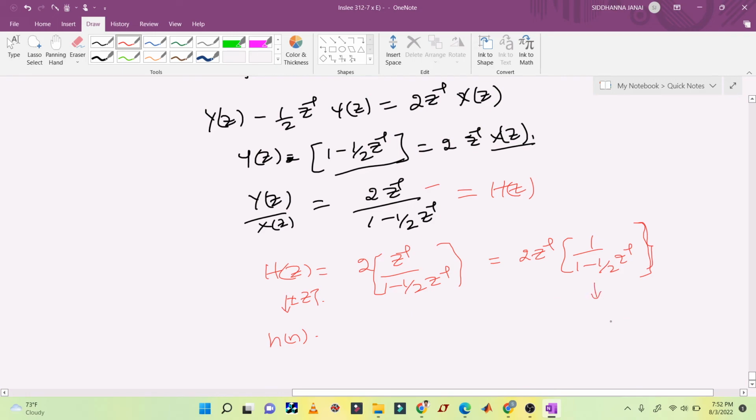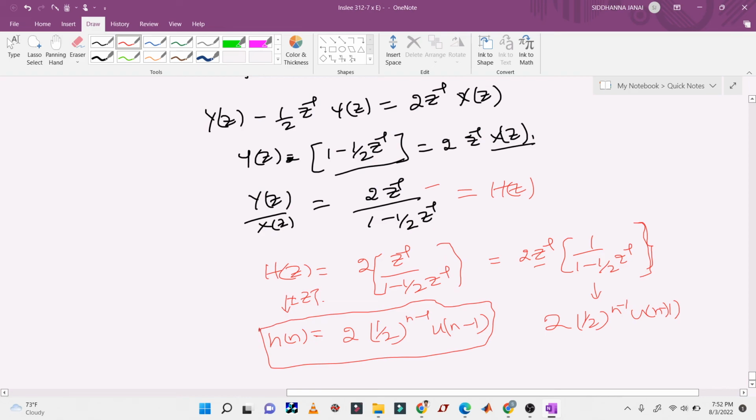So what is the inverse z transform here? It gives 1 by 2 to the power n u of n, but it is multiplied by z inverse. Okay, 2 is a constant, so we can keep it as it is. Since it is multiplied by z inverse, n will become n minus 1 and this will be u of n minus 1. Okay, this is the answer. So h of n is equal to 2 into 1 by 2 to the power n minus 1 u of n minus 1. This is our system's impulse response for the given input output relation.